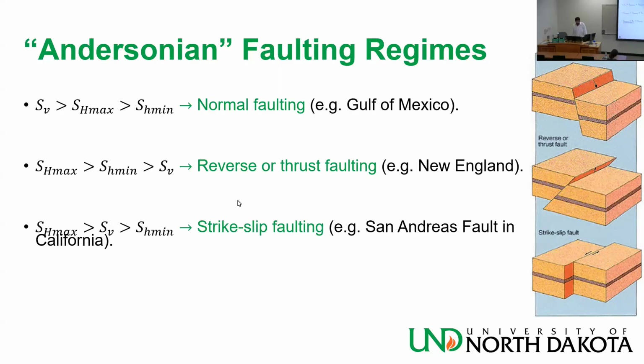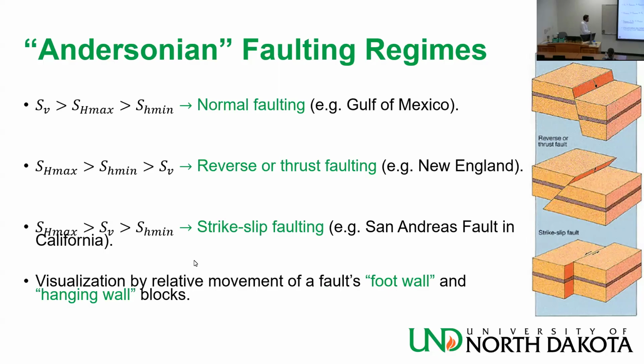Australia. And then you have strike slip, which is the west coast of the US. San Andreas Fault is an excellent example. You have SH max being the biggest, SH min being the smallest, and SV being in the middle. And we have this hanging wall and foot wall that help us understand the motion taking place. I'm not gonna go into very much detail here, but if you see the lectures that we talked about it, I think we did a pretty good job explaining the three Andersonian faulting regimes.